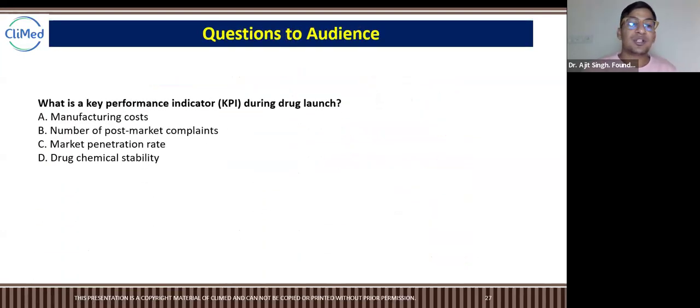Now, next question to all of you: what is a key performance indicator during the launch? Now let's check the key performance indicator. Guys, tell me, what is the key performance indicator during the drug launch? ACB, ACB, ACB. Again, you are writing different answers.